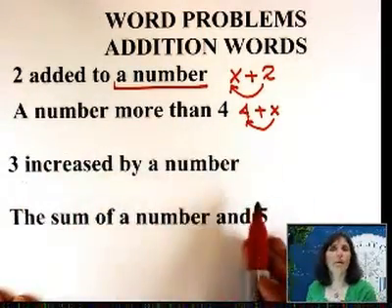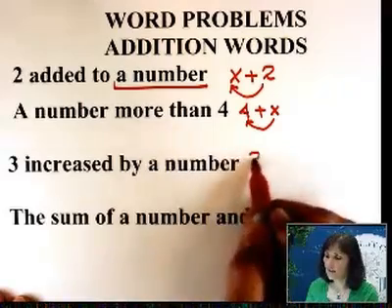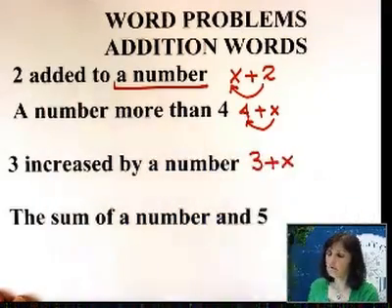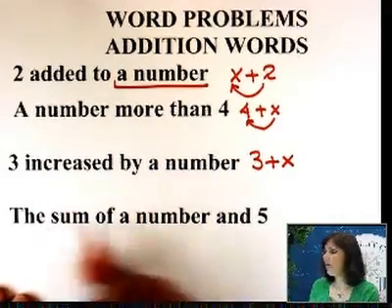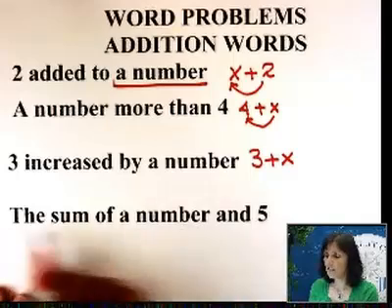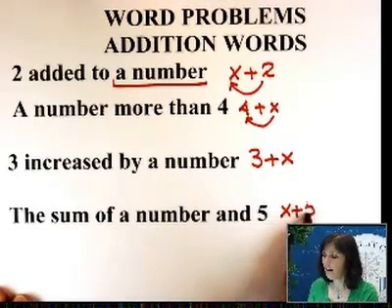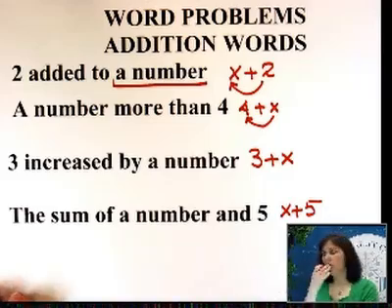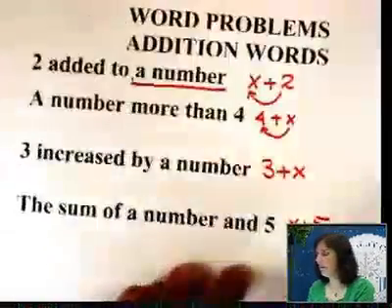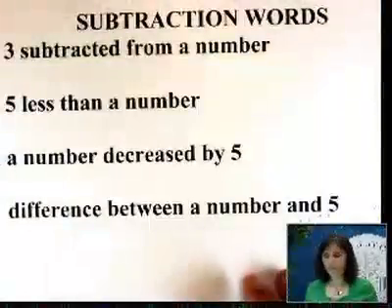3 is increased by a number. Passive. 3 is increased by a number. The sum of a number and 5. Okay, this one's straight again. Sum of a number, X, and 5. So kind of drill that a little bit. So we're going to go to the next one.